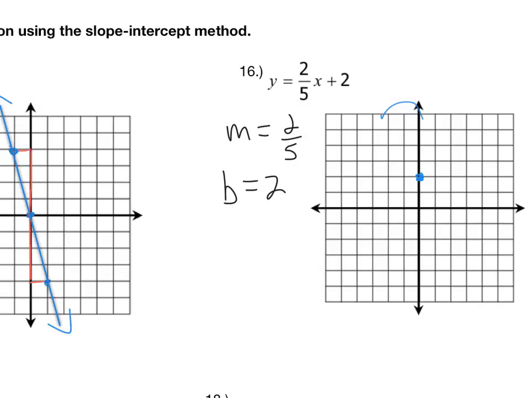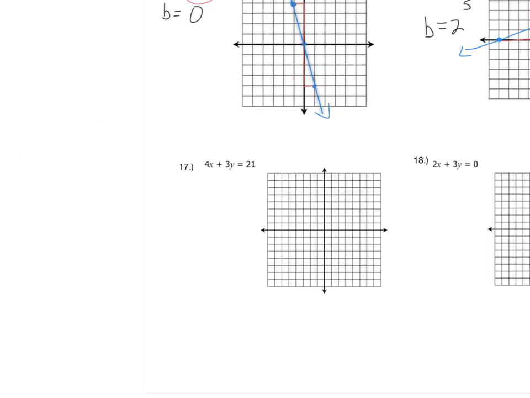We're going to go up 2 to the right 5. That gives us another point. And to get one more point, instead of going up 2, we'll go down 2, but this time to the left 5. And then to get another point. And then draw a straight line, and that will be your graph, or your line. That's all you need to do.